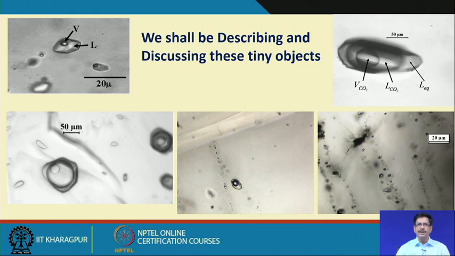These are the tiny objects that we will be describing and discussing through this lecture series, and we will be discussing what kind of information we could retrieve from them and in what way. Essentially, this lecture series would have the 4 parts that we have mentioned: its principles, the methodology, the practice, and the applications to different areas of geology.